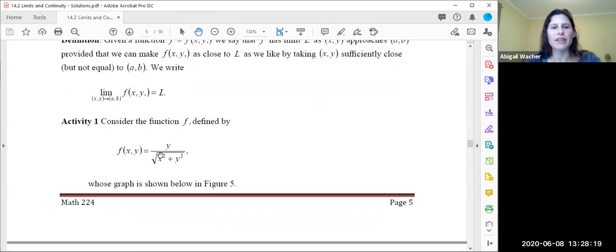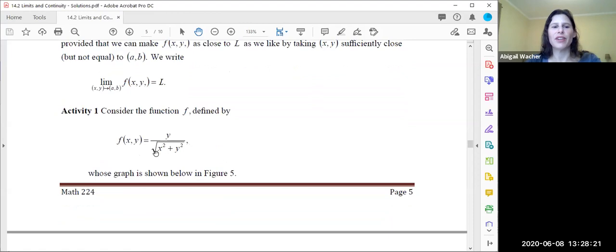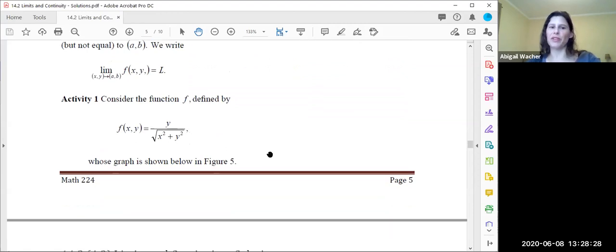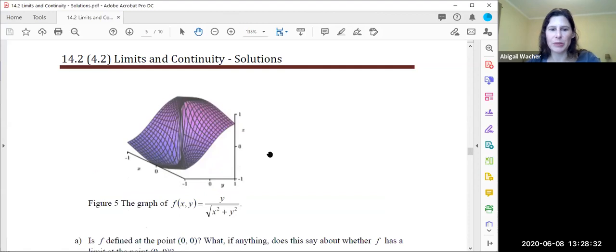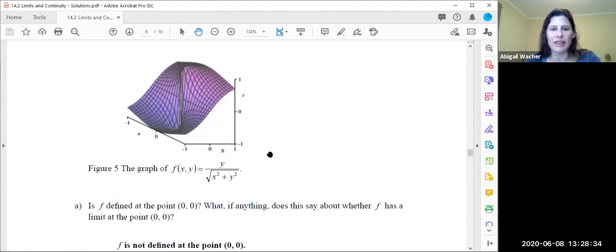So activity 1, consider the function f defined by f of xy equals y over square root of x squared plus y squared, whose graph is shown below in figure 5. Let's take a look at figure 5. I might want to graph this one too. Yes, I think I will in 3D. Is f defined at the point 0, 0, what, if anything, does this say about whether f has a limit at the point 0, 0?